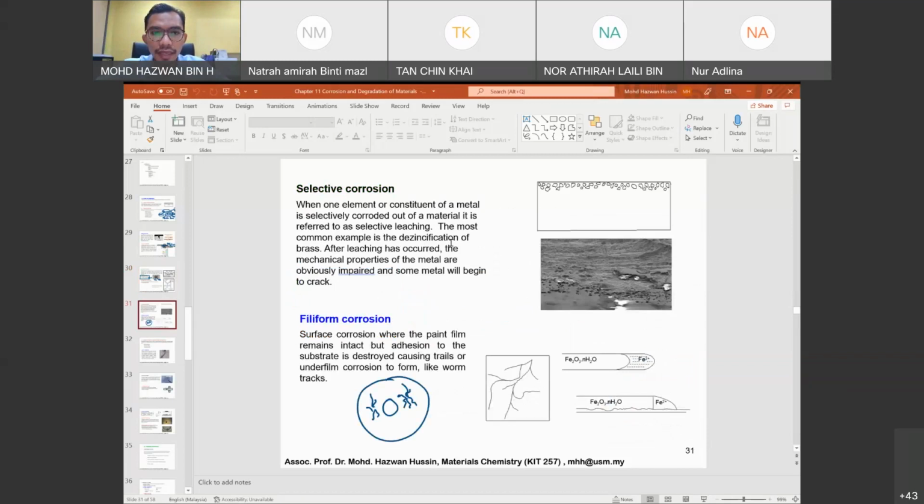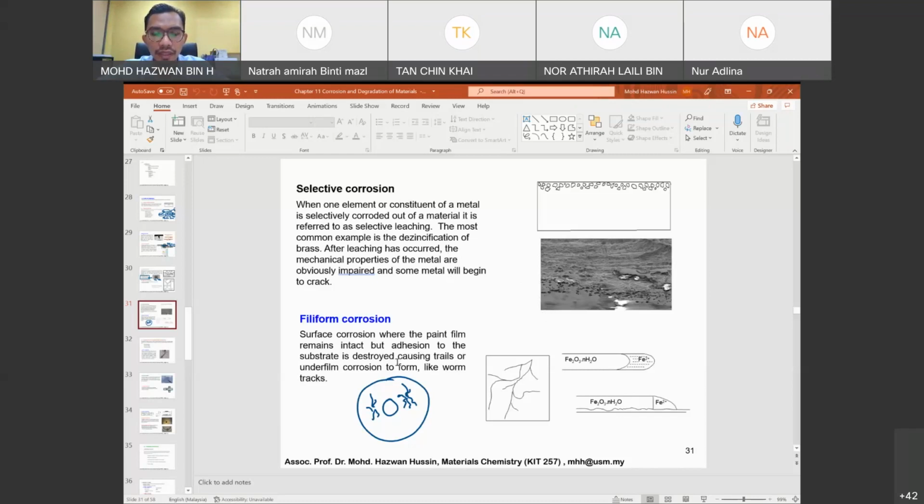Selective corrosion is where you have a selective leaching process, where most of the active element will be leached out and impair the main structure. This also applies to alloys, when you have a mixture of zinc with other metals like copper or iron. You know that zinc is more reactive, so zinc can easily oxidize or leach out from the structure. And finally, we have filiform corrosion.